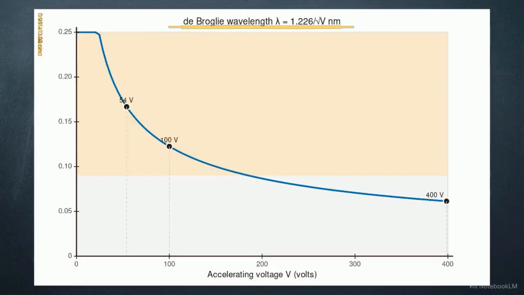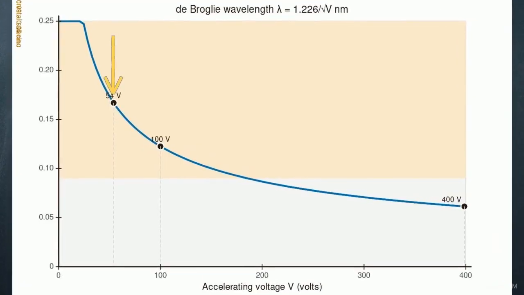This curve shows the nonlinear relationship between voltage and wavelength. As the accelerating voltage increases, the electron's momentum grows and its wavelength shrinks. At 54 volts of acceleration, the electron's theoretical wavelength is 0.167 nanometers.